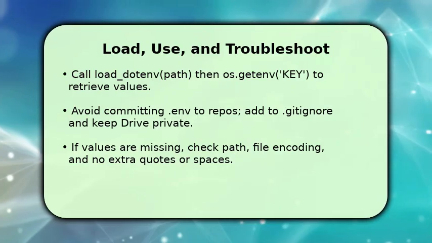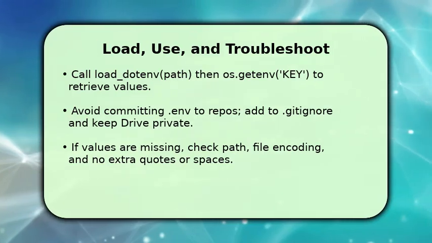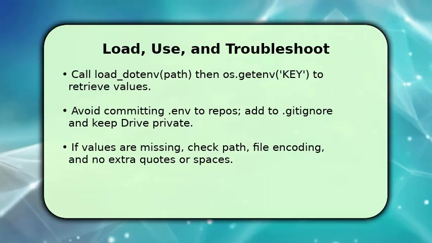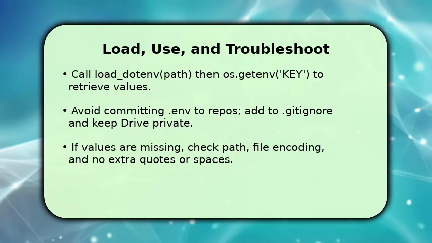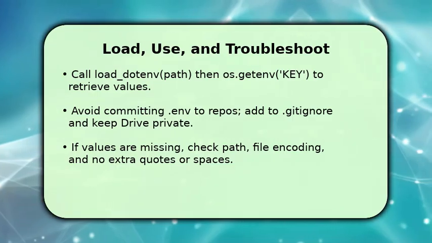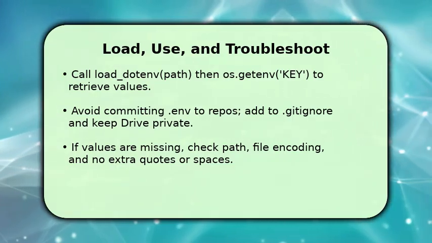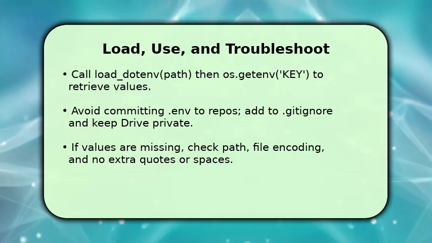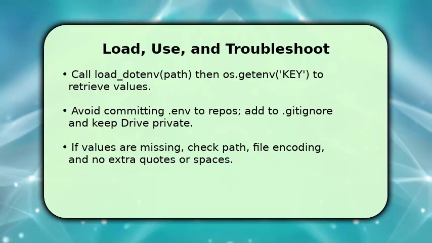Make sure you never commit the .env, add it to .gitignore, and restrict drive sharing. If something breaks, verify the file path exactly, ensure UTF-8 encoding, and remove stray quotes or spaces around values. Those are the usual culprits. If variables still don't appear, rerun the mount and load steps to refresh the environment.